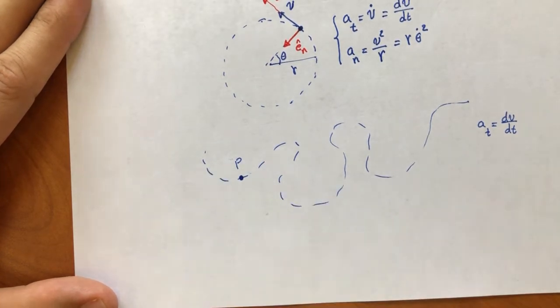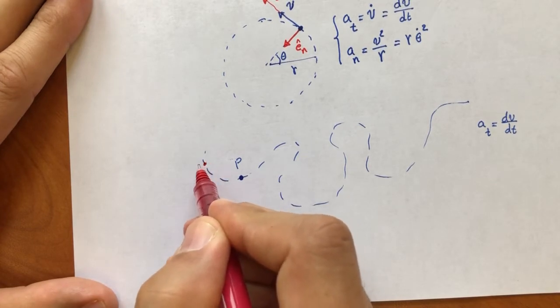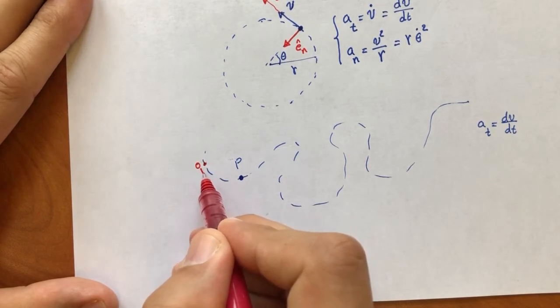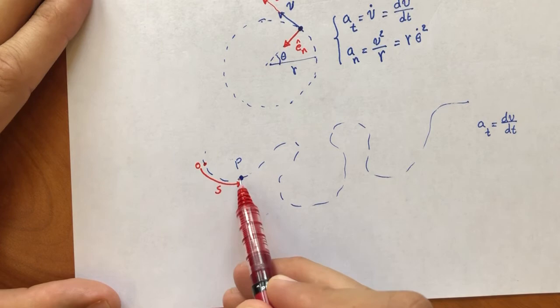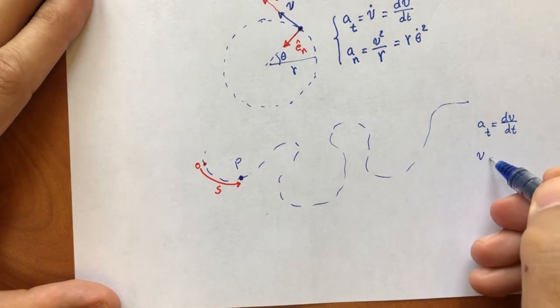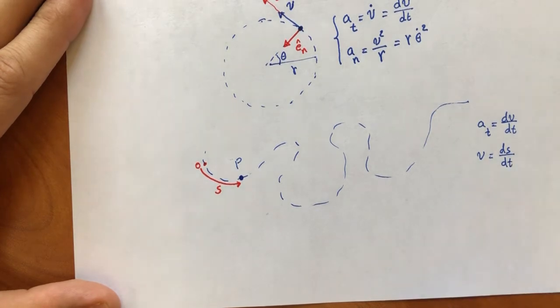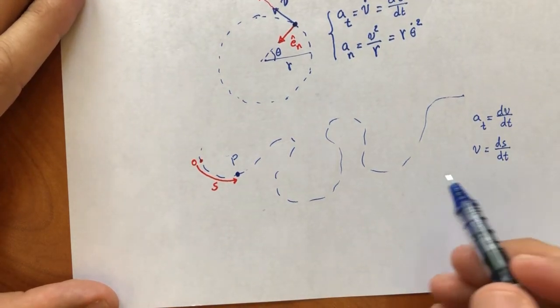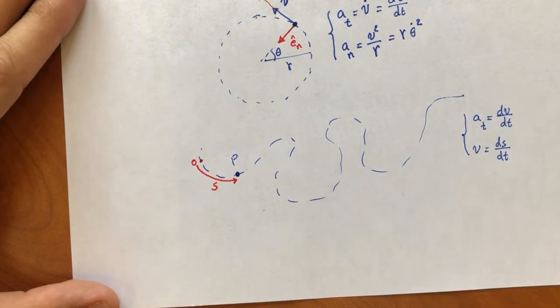So if I show the location of this particle with a variable like s from a point like O, the origin of this coordinate, so s is the length of the path from the origin to the location of P. Then speed v is going to be ds dt. Exactly like what we had for movement of a particle on a straight line, right? We had the same equations for that.